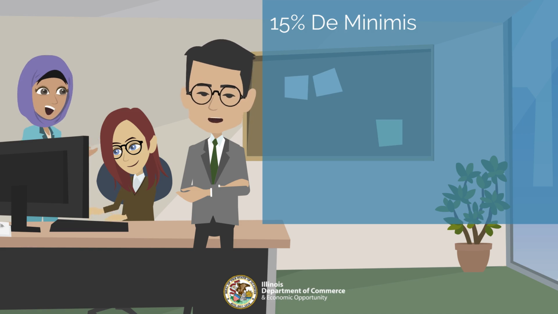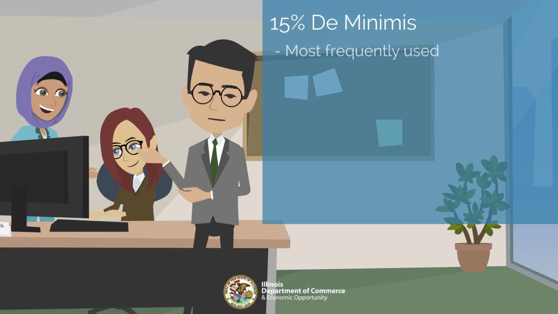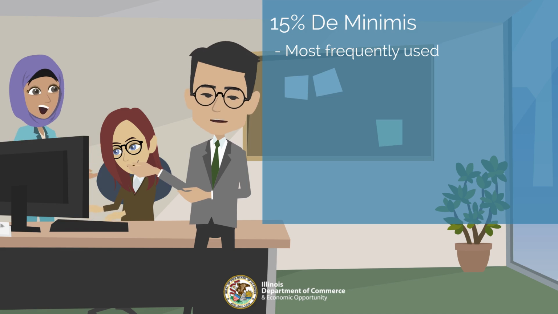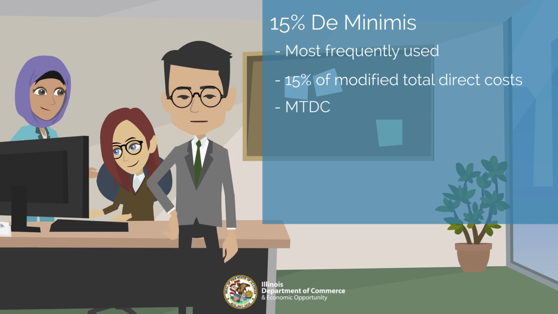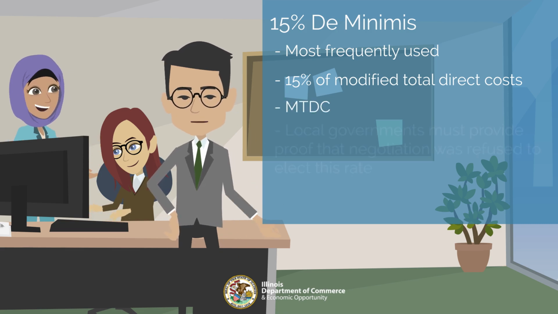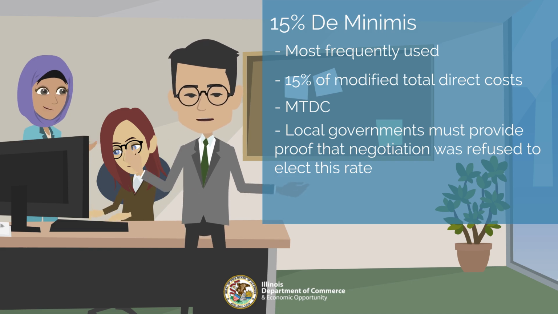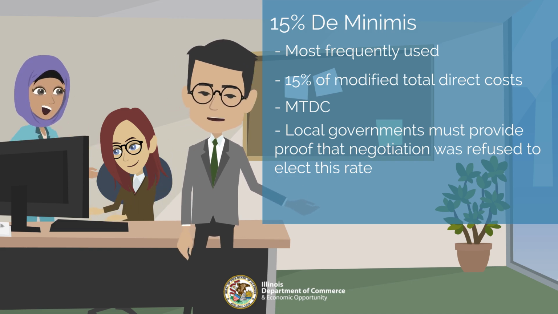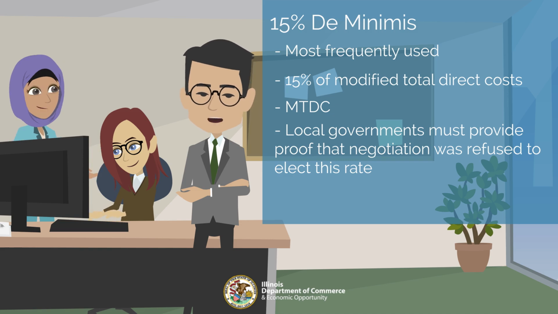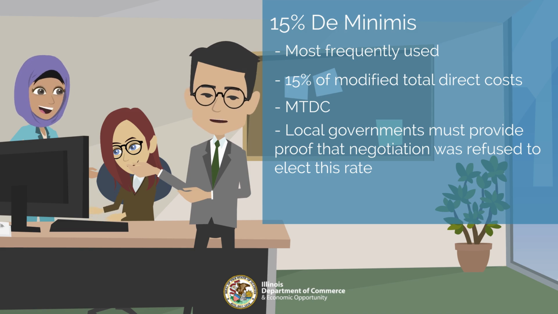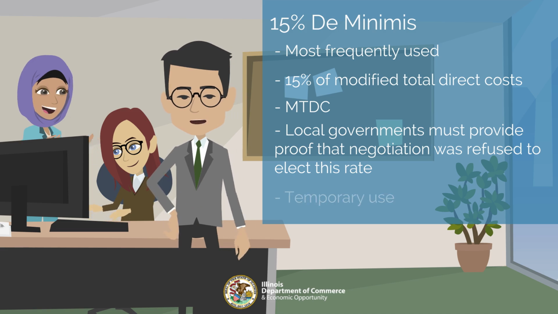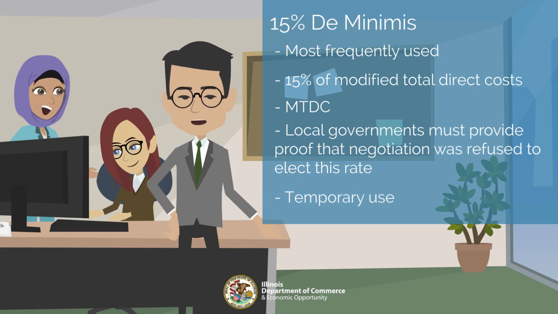The 15% de minimis rate is the most frequently used rate by grantees. This rate allows 15% of modified total direct costs, or MTDC. Local governments can only elect the 15% de minimis rate if their federal cognizant agency refused to negotiate a rate with them. In this case, the grantee must submit correspondence or communication that demonstrates the refusal to negotiate to qualify for this rate. Grantees may use this rate while their state or federal NICRA is being negotiated.